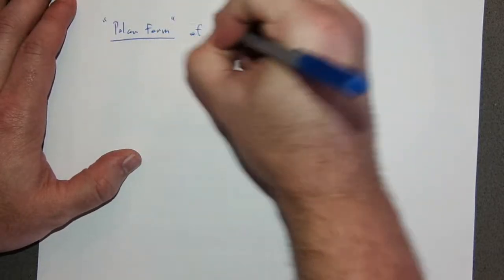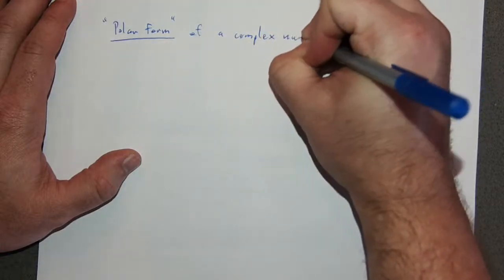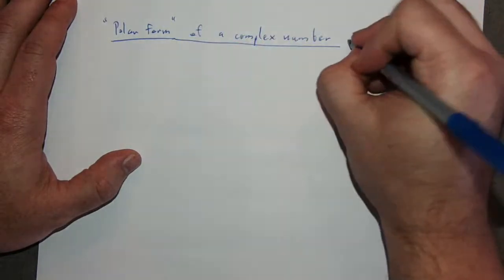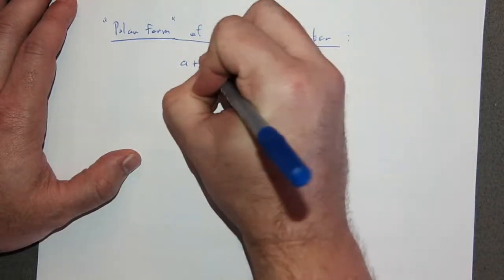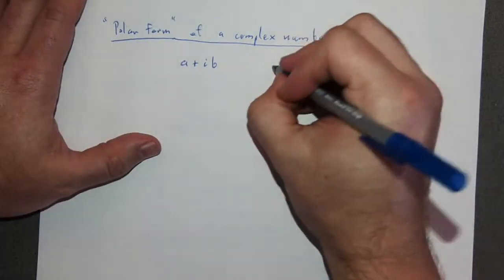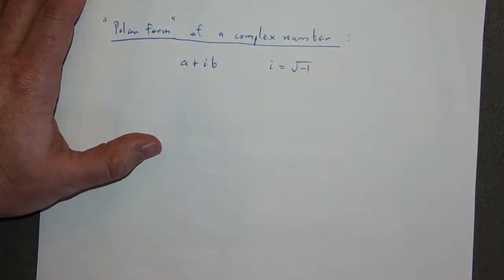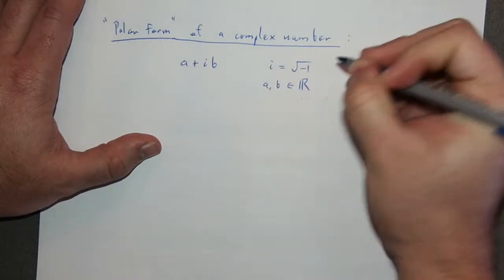So, polar form of a complex number. I will go into more detail later about this, but a complex number is a number that looks like a plus ib, where i is the imaginary unit, the square root of minus 1, and a and b are real numbers.